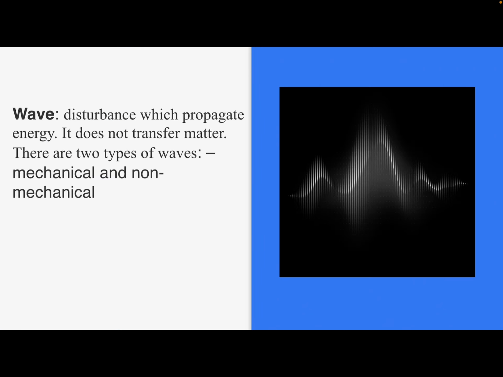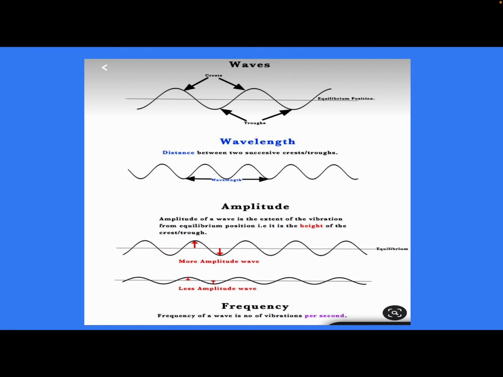Waves are disturbances which propagate energy. They do not transfer matter. There are mainly two types of classification for waves, that is mechanical and non-mechanical waves. I will give an overview.